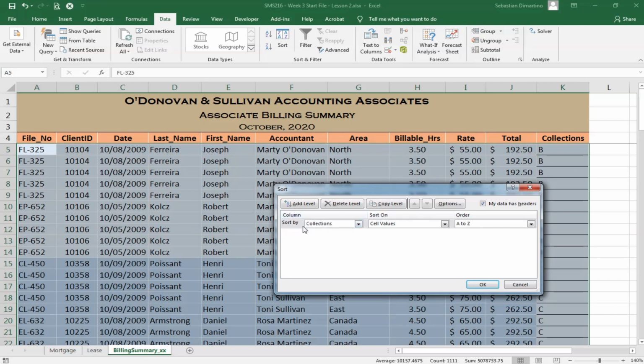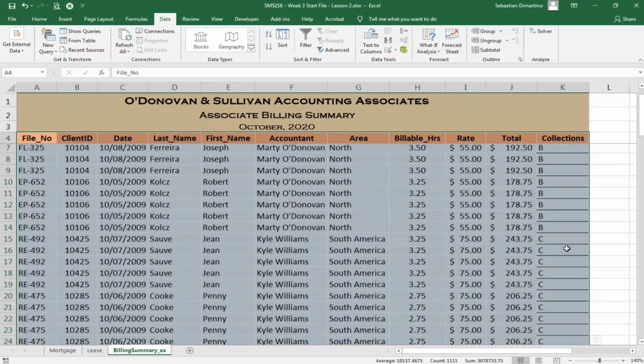So this is primary. This is your first one. This is the most important sort. Then you can add a level to do a secondary sort. So it first looks at collections, then it's going to look at, in this case, accountant. And you can leave it A to Z as well. Let's see what happens.